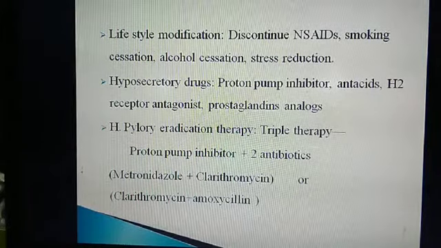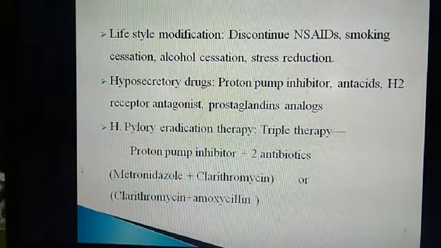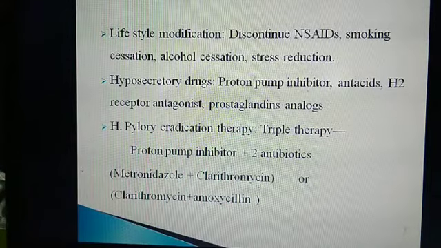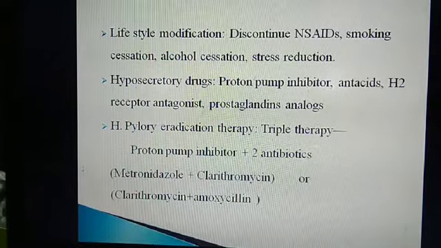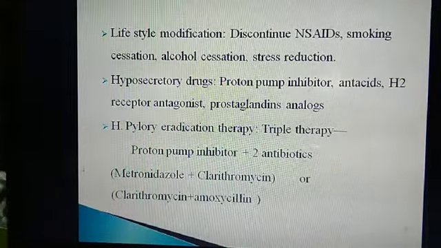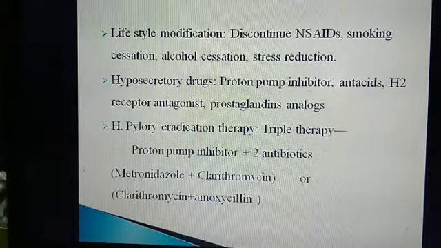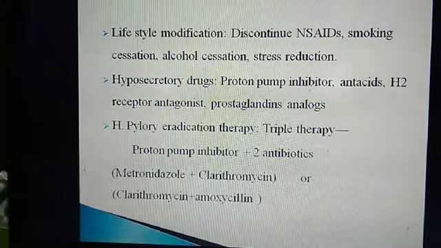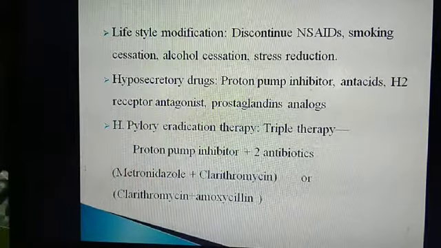These are nothing but bases, so they will neutralize the excess acid present in our stomach, followed by H2 receptor antagonists, like ranitidine, famotidine and cimetidine. These are the H2 antagonists. They can antagonize histamine, thereby acid production as well as stomach motility will be minimized.